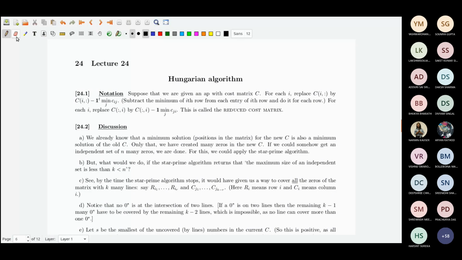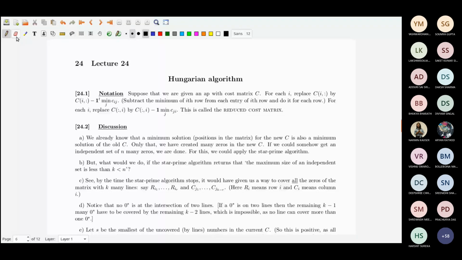And then in the beginning, what we understood, solving it for C and solving it for another matrix C-dash, where C-dash is obtained from C by subtracting different constants from each row, and subtracting different constants from each column.